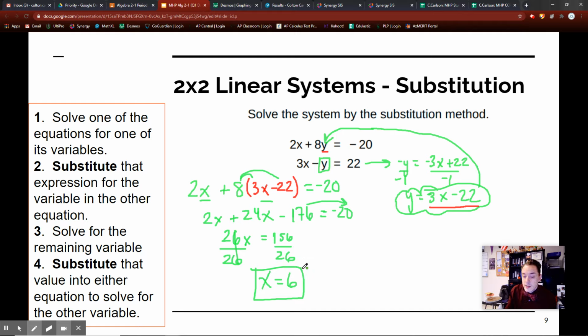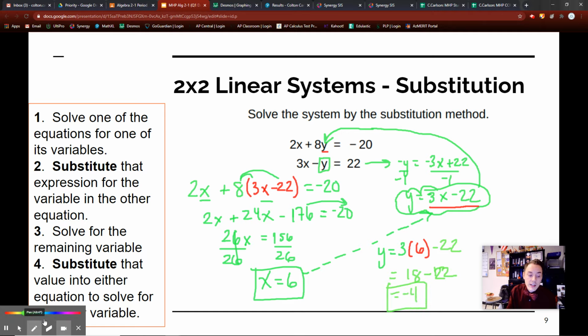Now, what do I do here? Well, now what I can do is plug in this x for that x, because that says y equals already, right? So y equals 3, and then in red is my substitution, so 6. And then I need to finish out the rest of my equation, which is minus 22. So this equals 18, and then minus minus 22, and this equals negative 4.